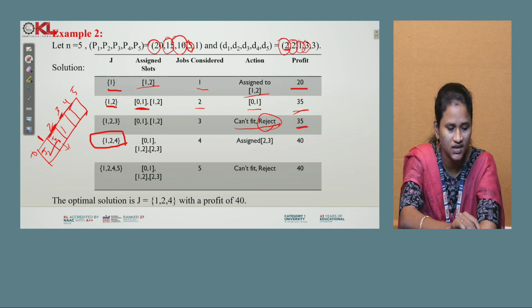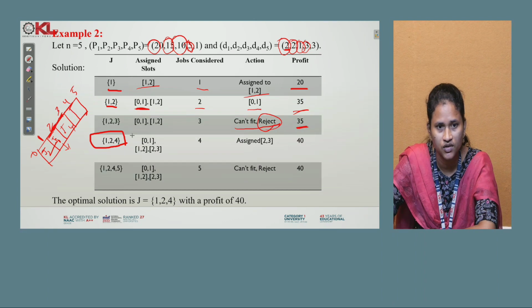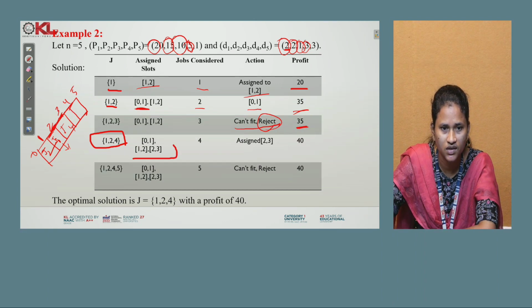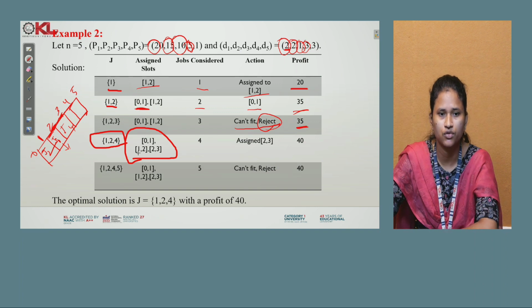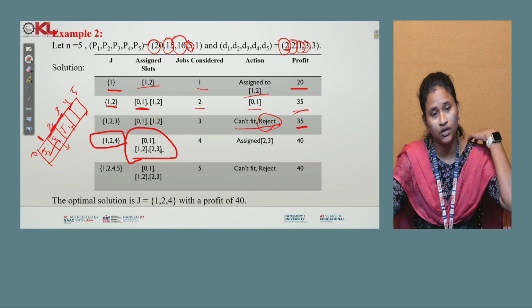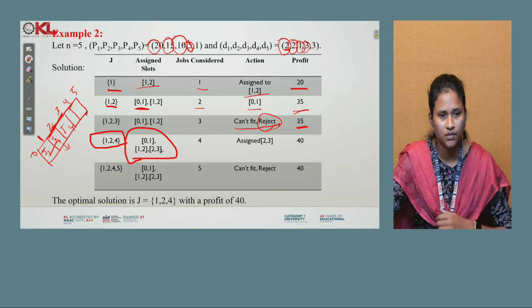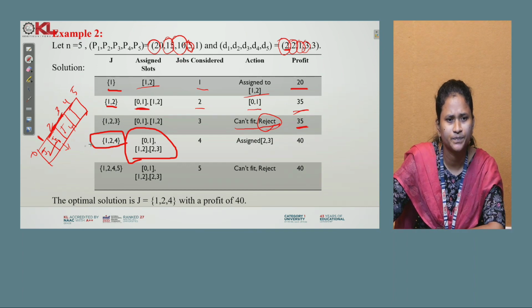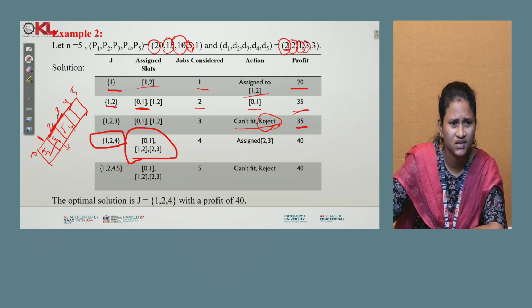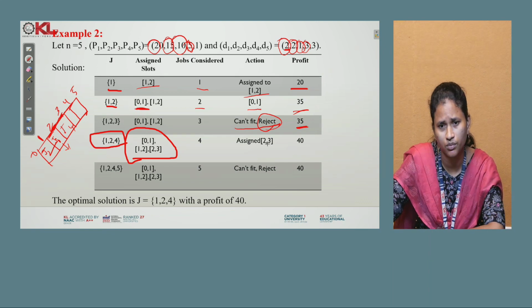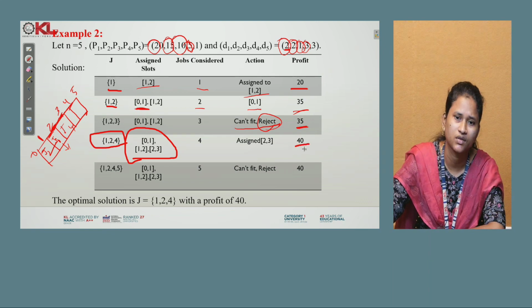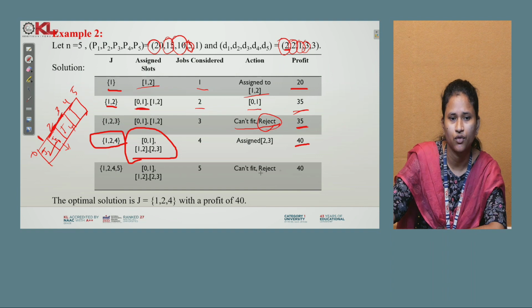What is the job we are discussing? Job 4. What slot did we choose? 2 comma 3. The slots we are choosing will be updated here. 0 comma 1, job 2 is placed. 1 comma 2, job 1 is placed. And 2 comma 3, now we have placed J4. The profit value is 5. 35 plus 5, that is 40 total.